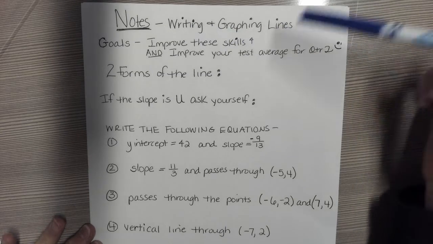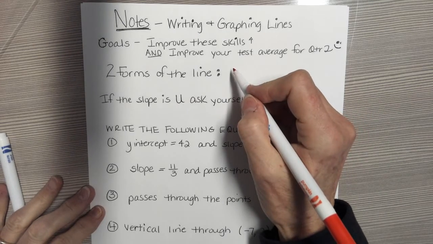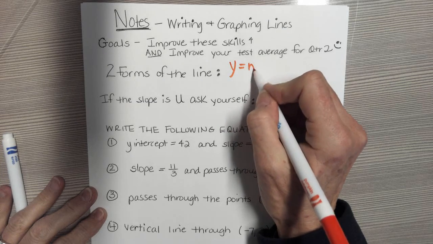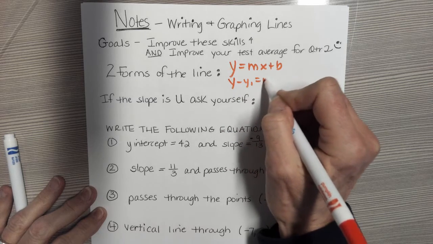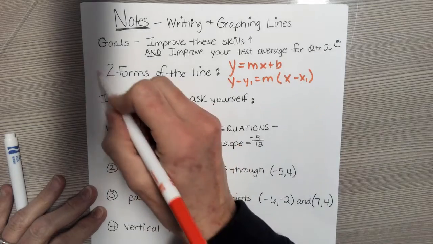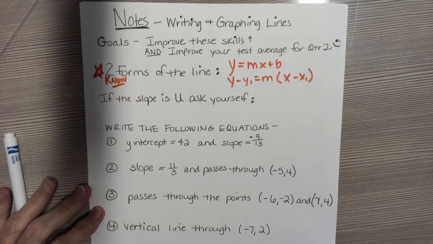So first of all, you need to know the two forms of the line, and I told you that on Friday. Wednesday, when you take your test on this, the first question that I'm going to ask you is give me those two forms of the line. One of them is y equals mx plus b. The other one is y minus y1 equals m times x minus x1. So you have to know both of those forms.